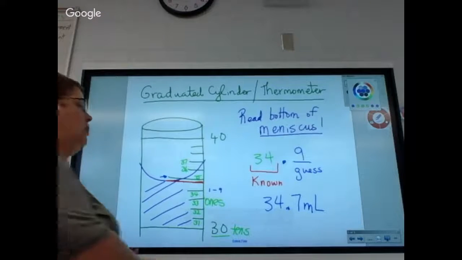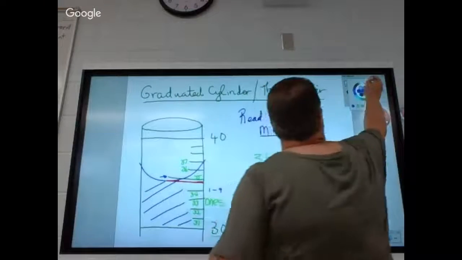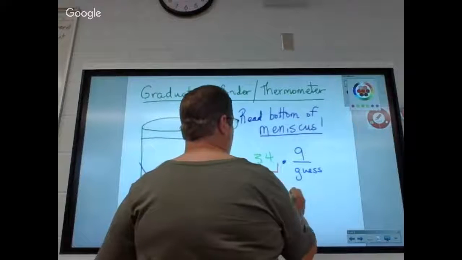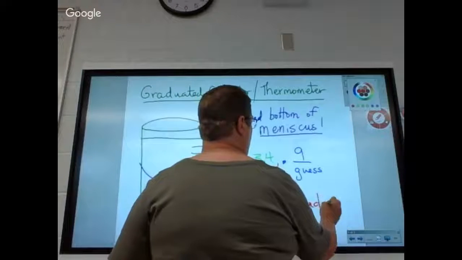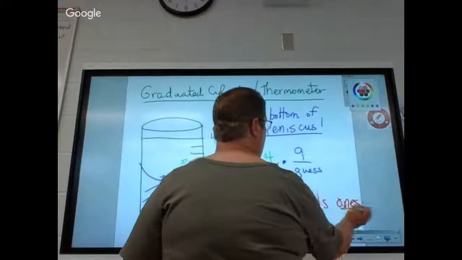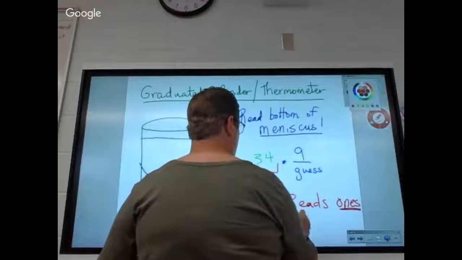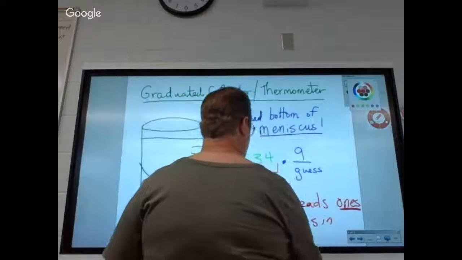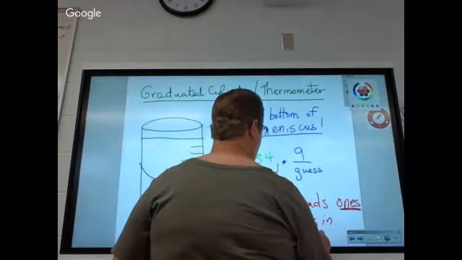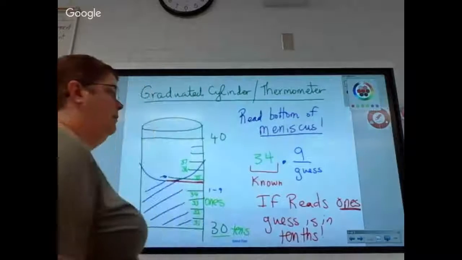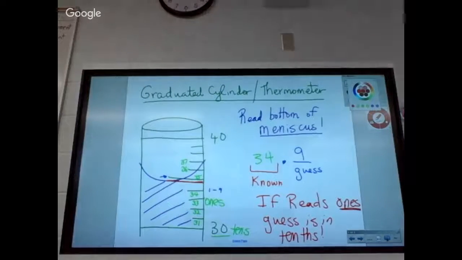Okay? Now, what's the rule? If it reads ones, the guess is where? The guess is in the tenths place. So tomorrow when you're doing this, the graduated cylinder and the thermometer have to have the guess in the tenths place. Does that make sense? Yes.